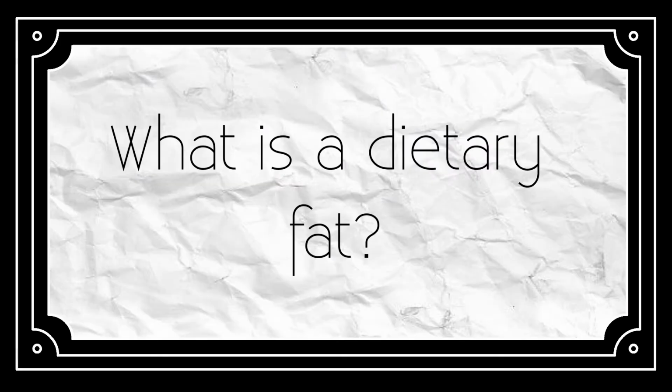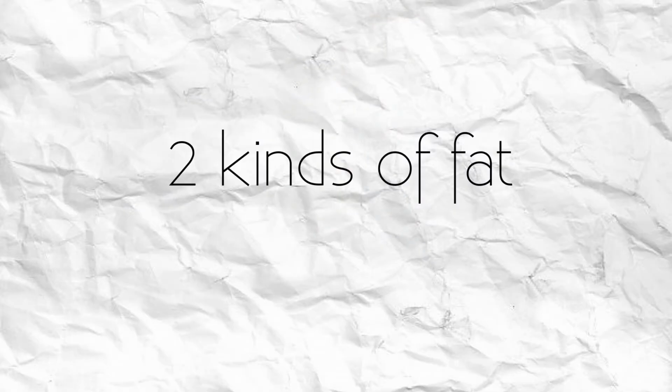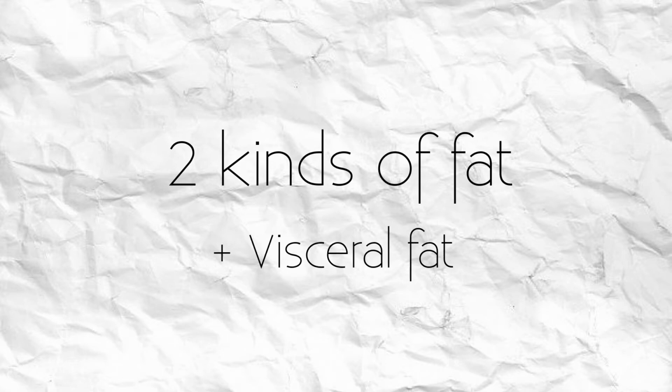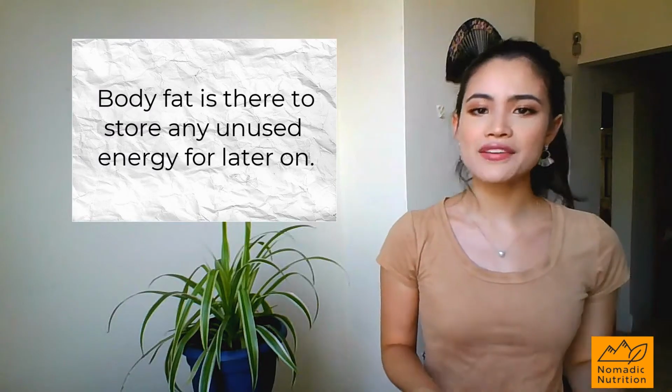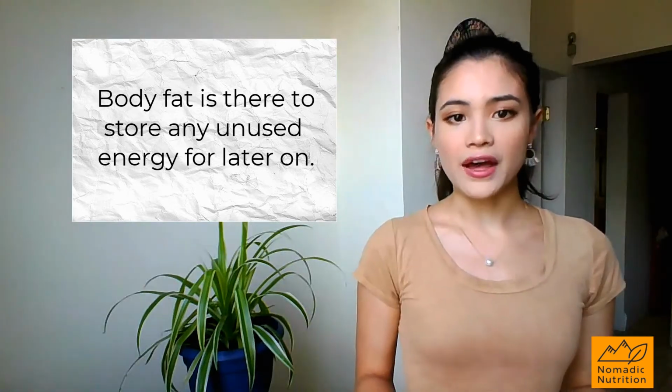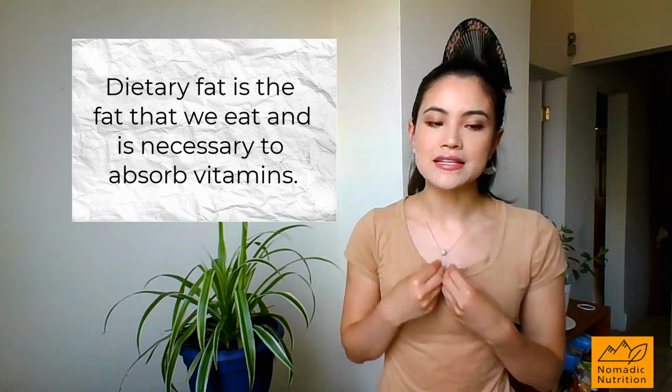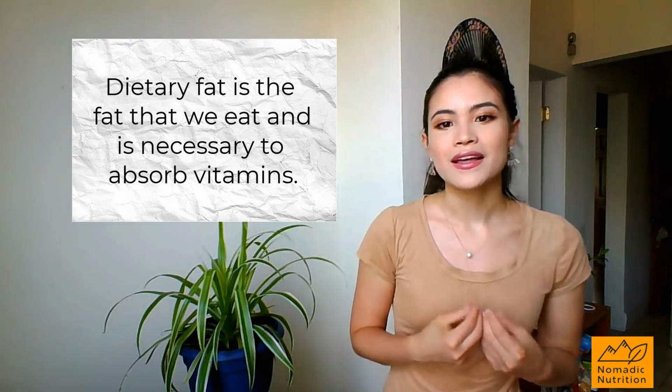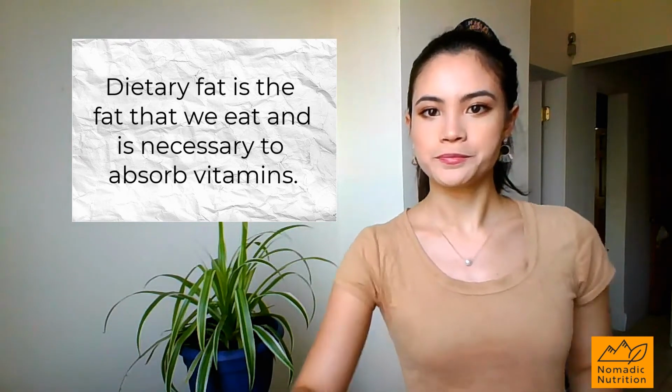So what is a dietary fat? Let's define it. Well, there's two kinds of fat that we talk about. One of which is visceral fat. This is body fat, and body fat is there to store any unused energy for later on. The other type of fat we talk about is dietary fat. This is the fat we eat and is necessary to absorb vitamins. These are the fats we'll be discussing today.